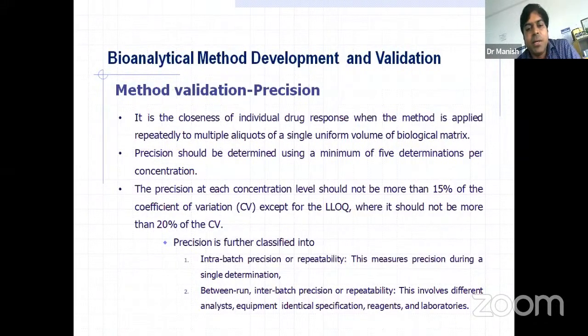And between-run precision is nothing but across a number of days. The number of days will be 2 to 3 days. Here it is inter-batch precision or reproducibility. Here we are going to change the analyst. We are going to use equipment which is identical to that used previously, whether HPLC or UV. Identical specifications should be there, and laboratory conditions and reagents should be similar, but they are not identical. So these are the types of precision we are going to carry out, and the criteria should be followed. As I said, LLOQ should be not more than 20%, and other concentration levels should be within 15% RSD.